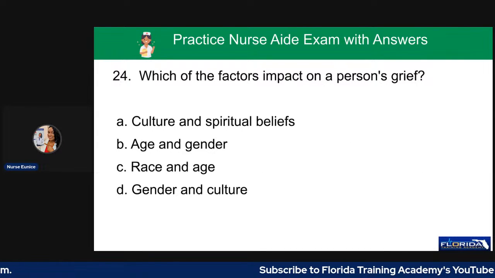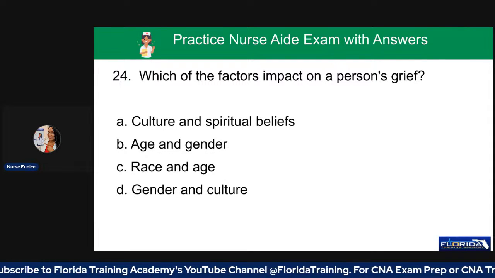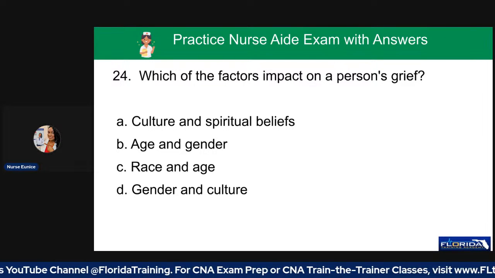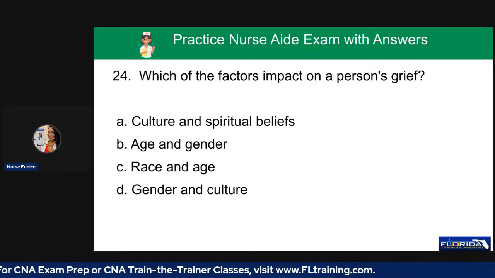24. Which of these impact a person's grief? A, culture and spiritual beliefs. B, age and gender. C, race and age. D, gender and culture.